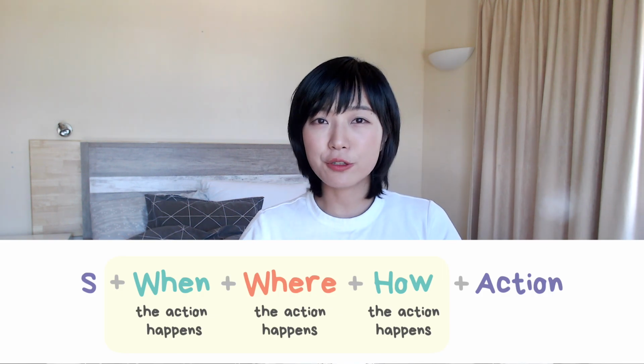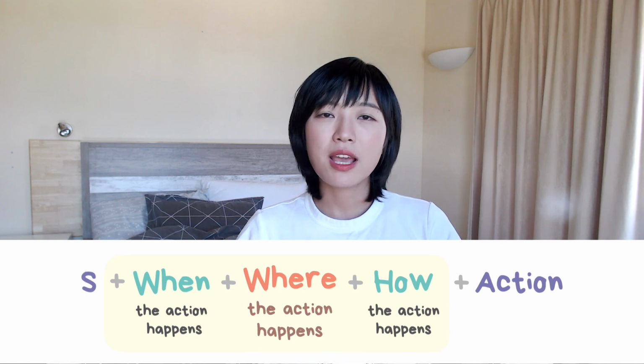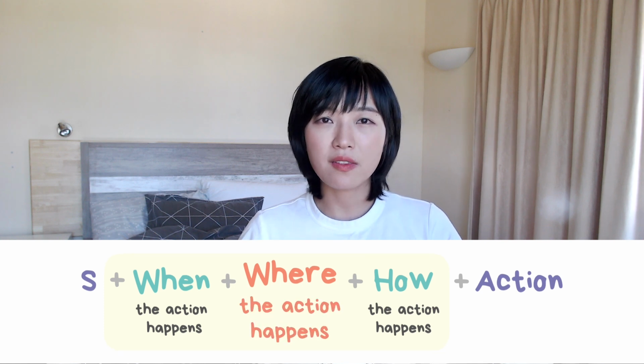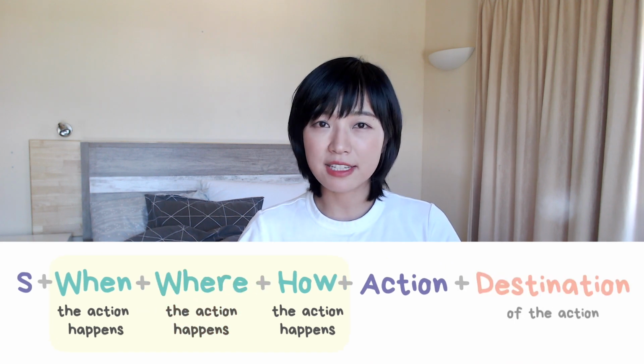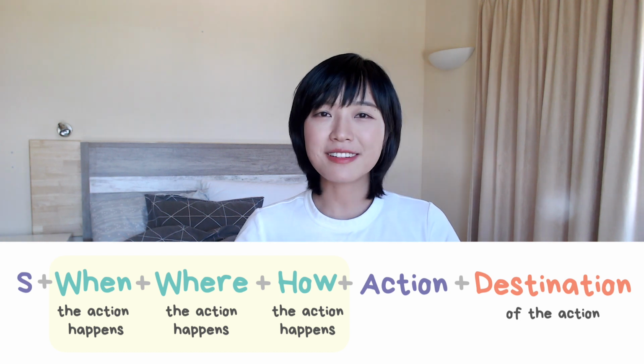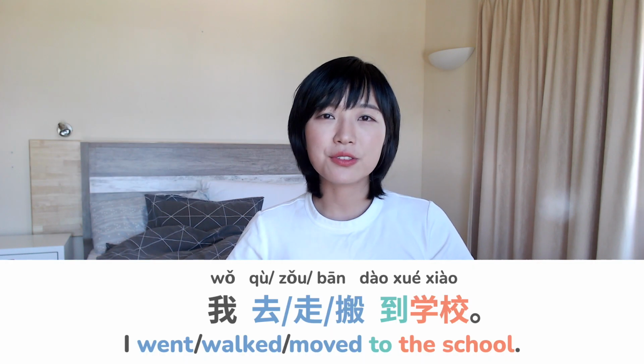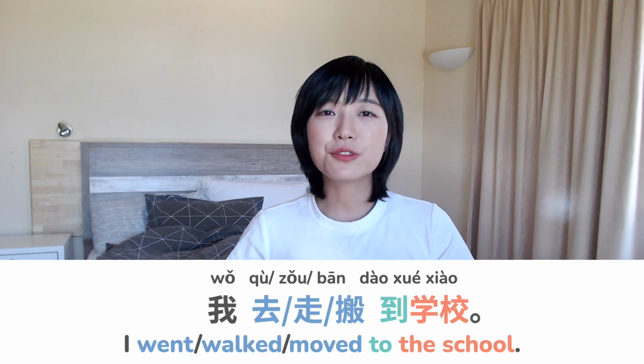Actually, if you look back at the word order rule, it should be the location where the action happens. To the school here is not where the action happens. It's actually the destination of the action. Actions like go, walk, move often lead to a destination. So if the location is the destination of these kinds of actions, it stays behind the verb, such as I went to, walk to, move to the school.